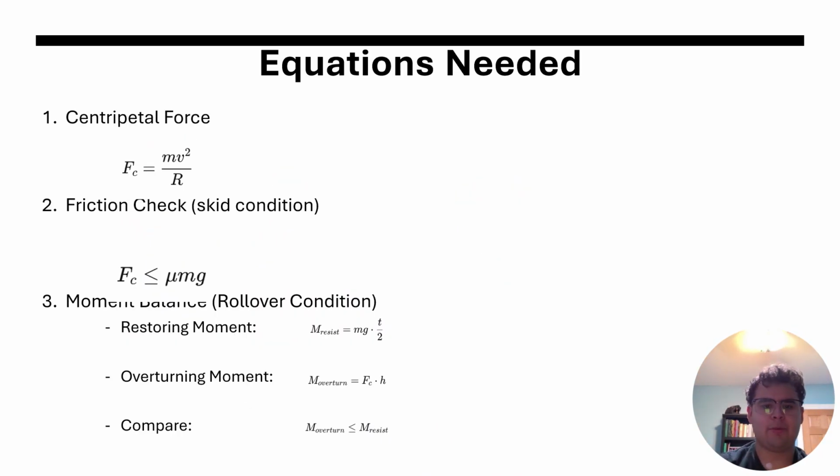Finally, the equations that we're going to need: the centripetal force, which is Fc equal to mv squared over r. Our friction check, to make sure that it is sticking to the ground, so that centripetal force is going to be less than or equal to mu times the mass times gravity. And then the moment balance, which is making sure that it stays on the ground. And we're going to compare these two together in order to make sure that it does.